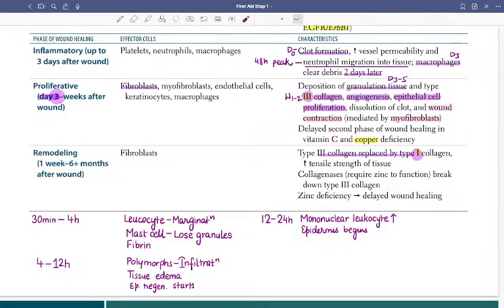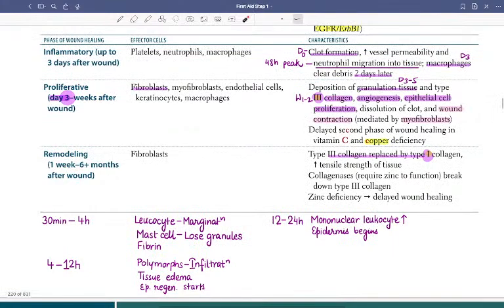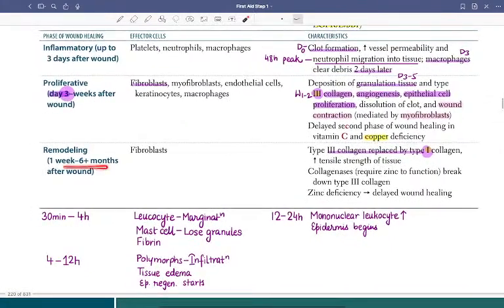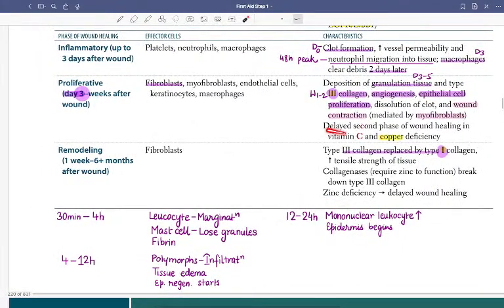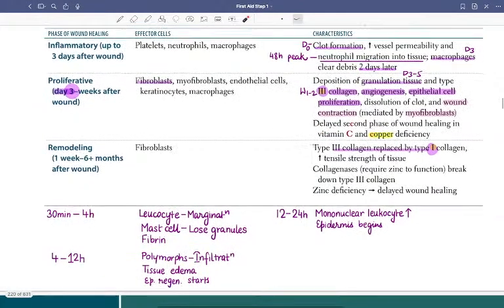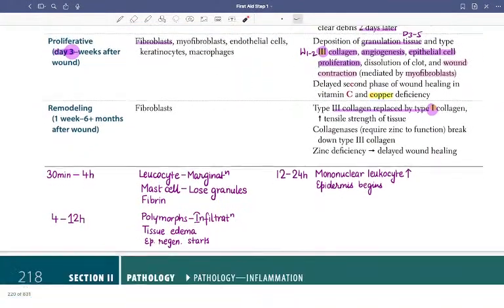So very simple. Type 3 collagen is replaced by type 1 collagen in the 1 week of remodeling. Zinc deficiency, vitamin C, copper. Macrophages, all this clot formation. Done.